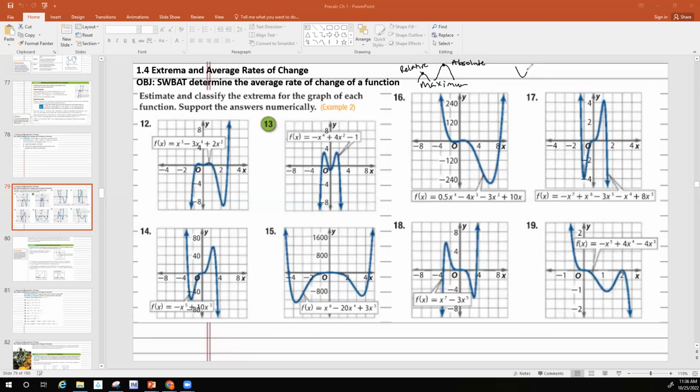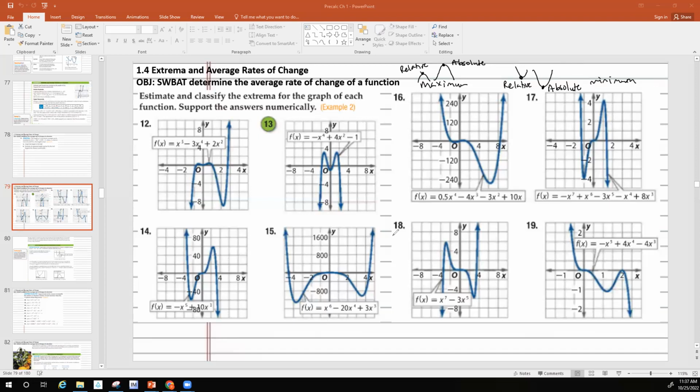And then we also have minimums. So we have a relative minimum and an absolute minimum. So again, absolute, relative is just in that area, that section. Absolute is the absolute lowest point, okay? So those are the ones that you're going to be asked for on placement tests.